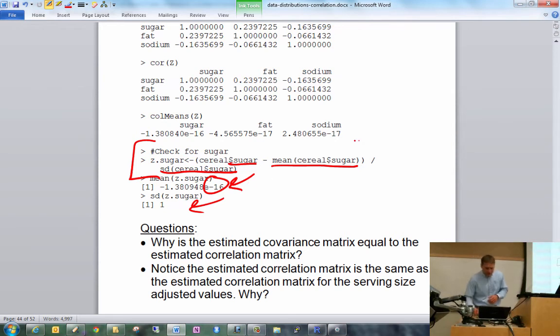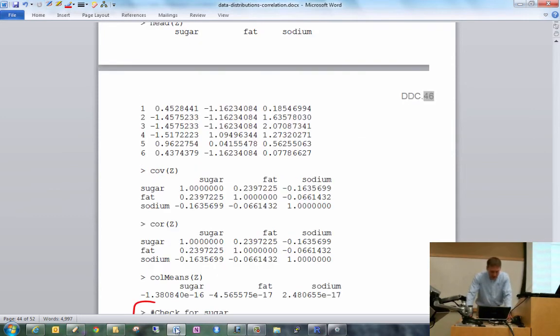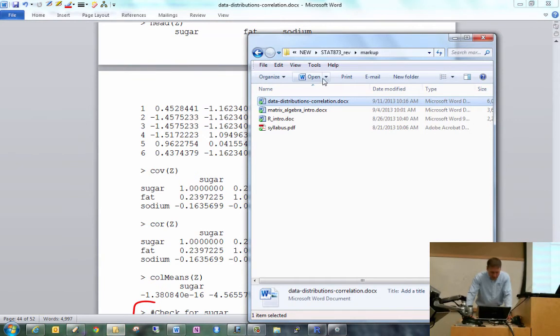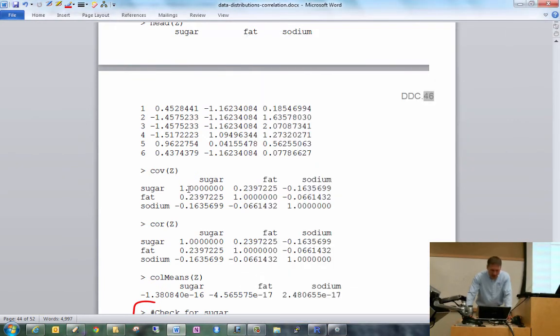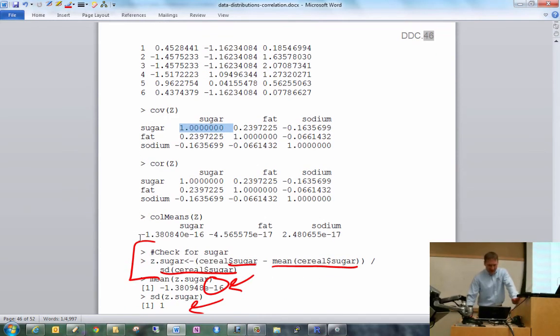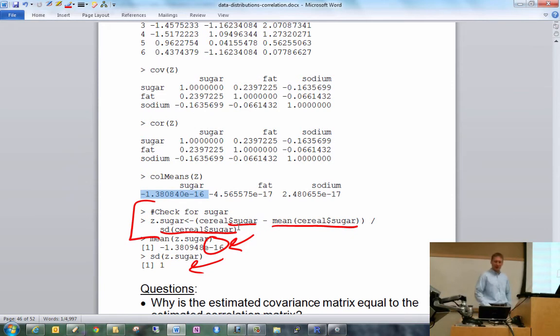Or, I'm sorry. No, actually, I didn't check that. Let me do that again. Oh, yeah, I printed it off. You see the variance there. I tell you what, for homework, you can verify that indeed the mean for these sugar values is 0 after you have standardized. I did? Oh, okay. Sorry. Thank you for pointing that out. Obviously, I need to look closer.